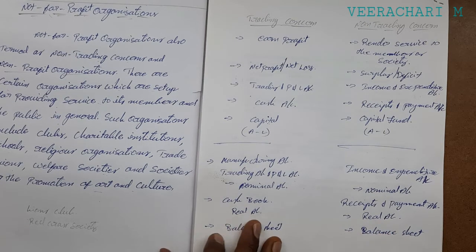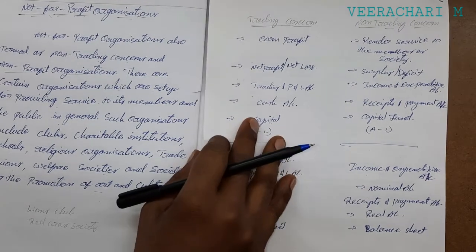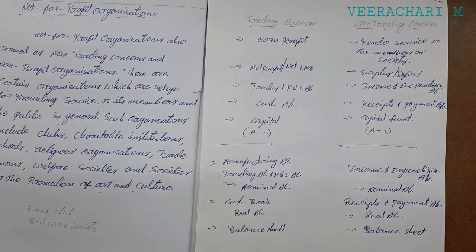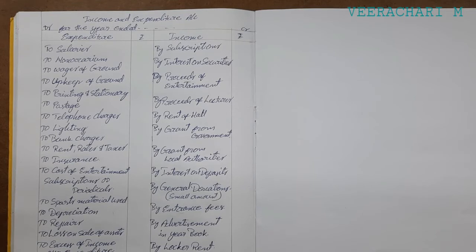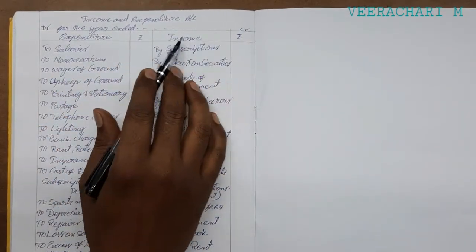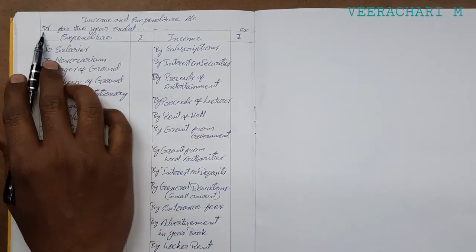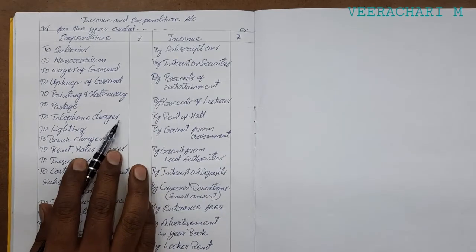That is what we discuss first. For clear understanding, first of all we should discuss the income and expenditure account. That is, the income and expenditure account for the year ended so-and-so date. We should write the organization name also. There is a debit and credit side also to write.